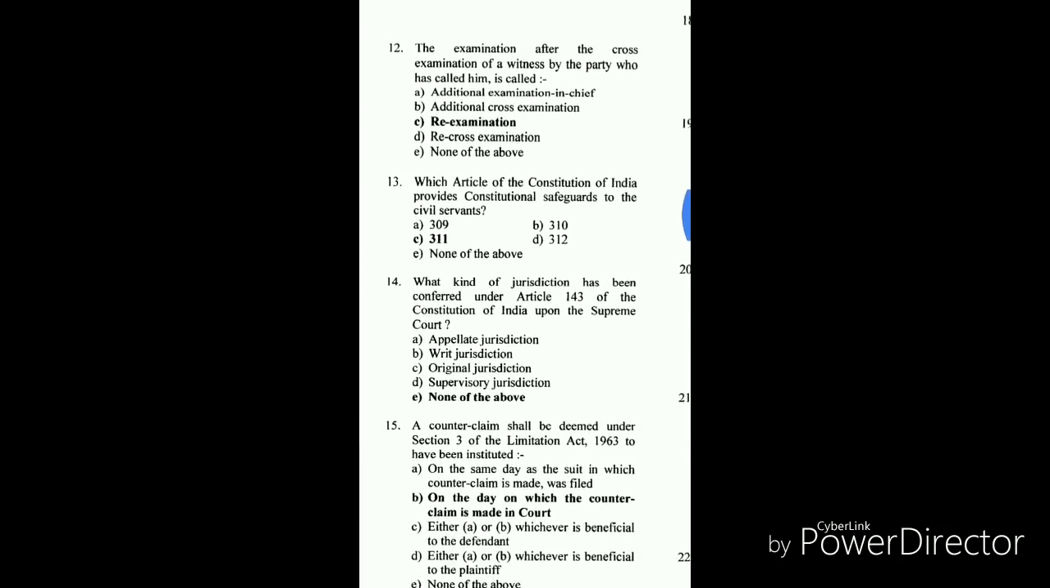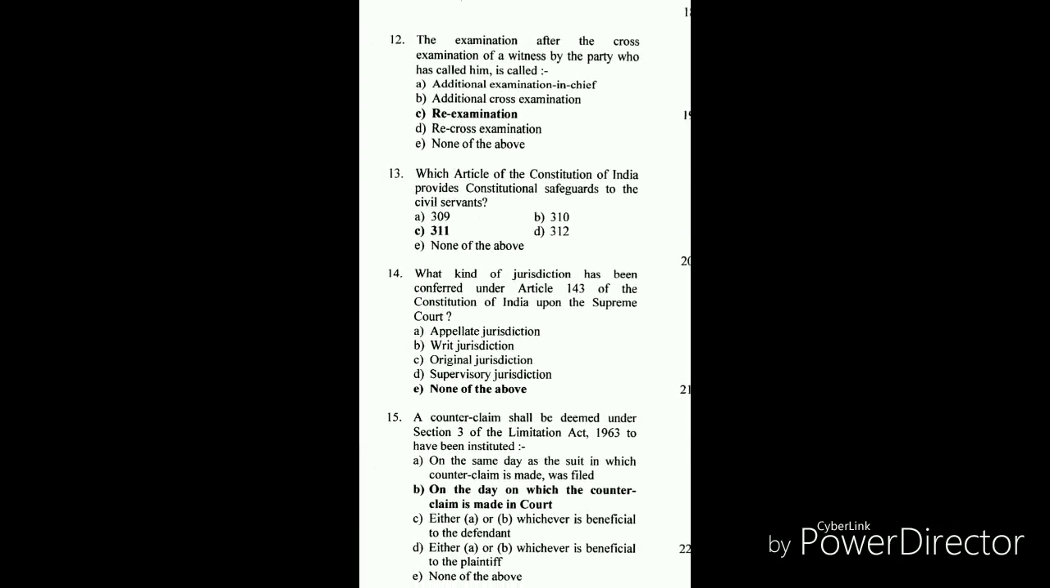Now we will move to question number 12. The examination after the cross examination of a witness by the party who has called him is called re-examination. Section 137 of the Indian Evidence Act talks about it. There are three kinds of examination. First is your examination in chief, then comes the cross examination, and thereafter re-examination.